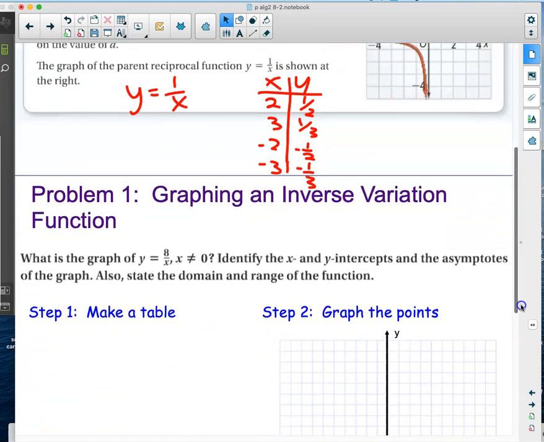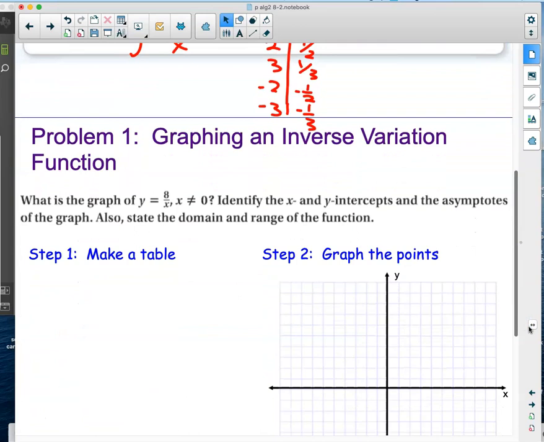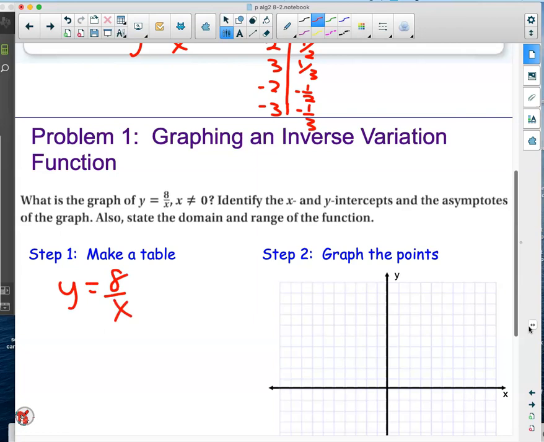Come to class. Problem 1, graphing an inverse variation function. What is the graph of y equals 8 over x? Identify the x and y intercepts and the asymptotes of the graph. Also state the domain and range of the function.